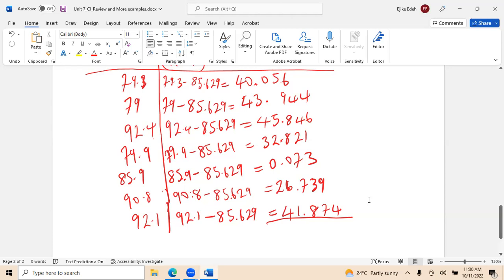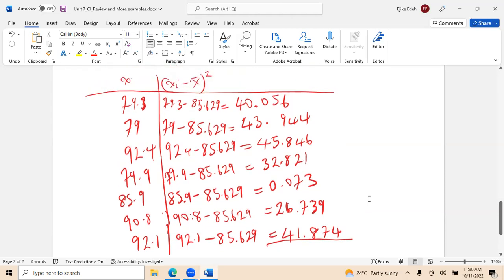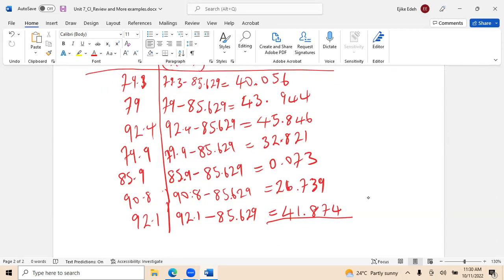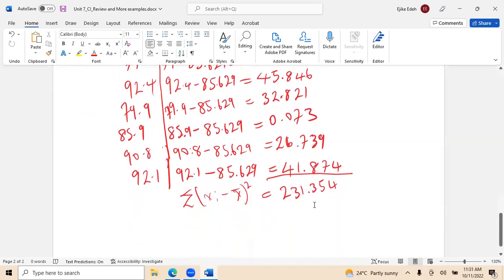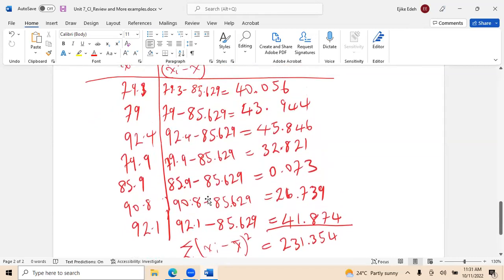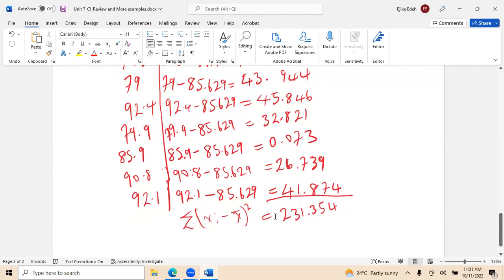I got 231.353. Okay, that works. So that's exactly what I have, so we can go with that. Here we know that the sum of theta minus the mean squared gives us 231.354, rounded up. So if we have this rounded off, we have this value.